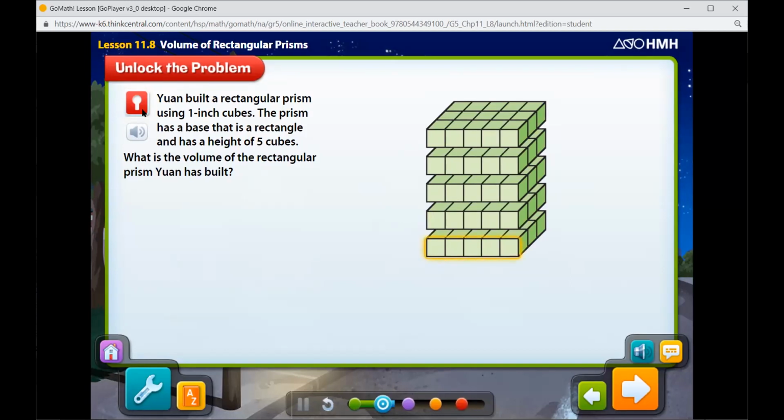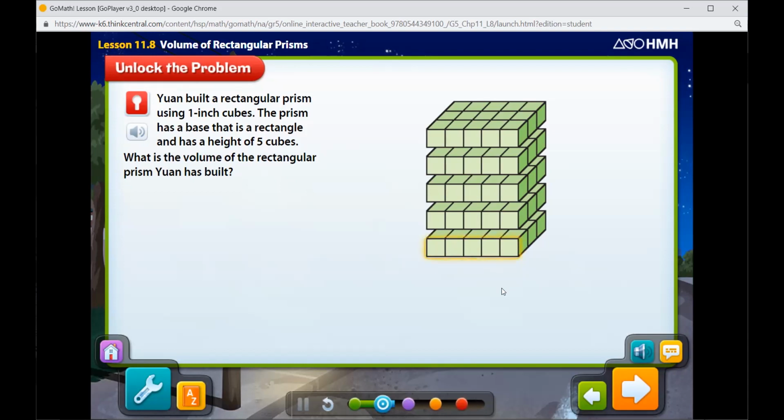First, let us read the question again. Yuan built a rectangular prism using 1-inch cubes. The prism has a base that is a rectangle and has a height of 5 cubes. What is the volume of the rectangular prism Yuan has built? Now, girls, for example, I have joined all these rectangles. How many rectangles are there, girls? How many rectangles do you see there? If you join them all, how many rectangles are there?